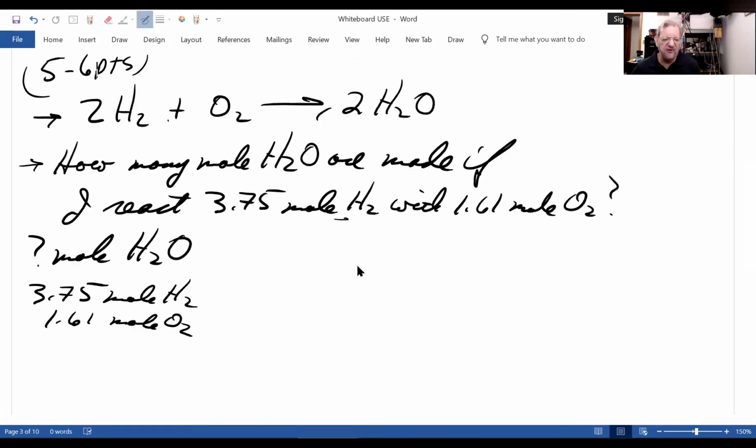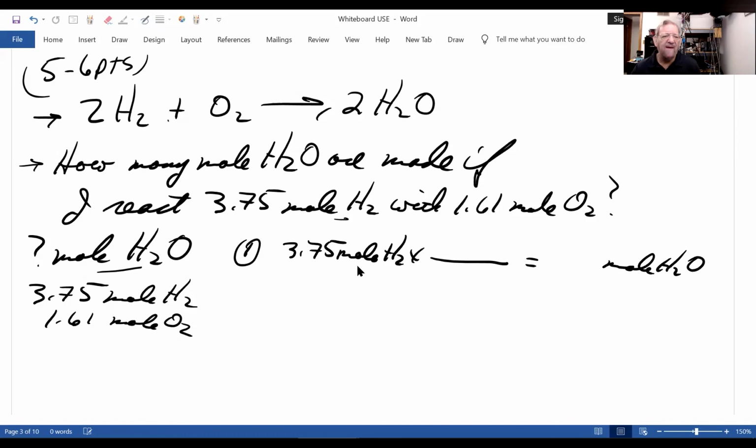So I have to do 2 equations. For each reactant, and I'll start with hydrogen, if I have this many moles of hydrogen, how many moles of what are we trying to make? Water. I'll let you figure out what goes on top and bottom, including the number. Try that now on your own.